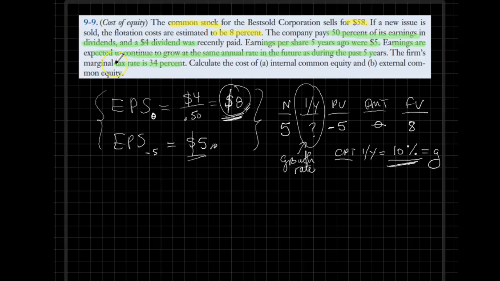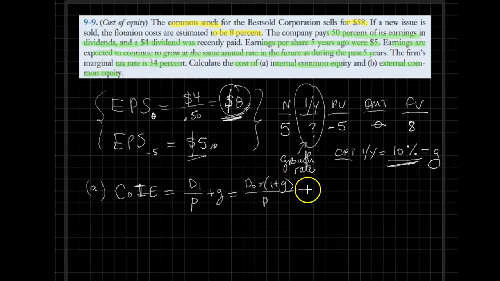We are given that the company has a marginal tax rate of 34%, and we are to figure the cost of capital for internal common equity and external common equity. So let's start with the first part. The cost of internal equity would be simply D1 over, because it's internal, the net price is basically the price itself, plus g. So that would be equal to D0 times 1 plus g, over price plus g.